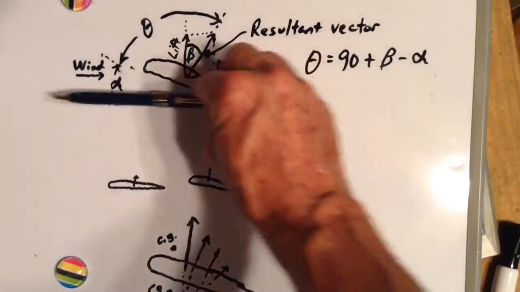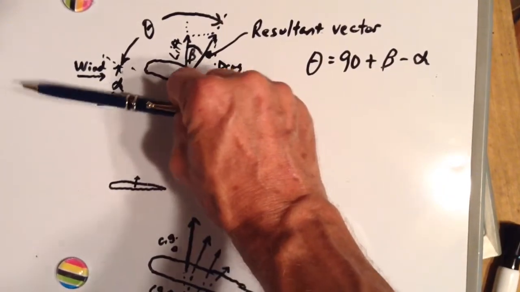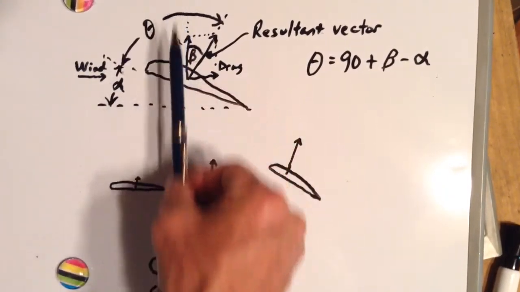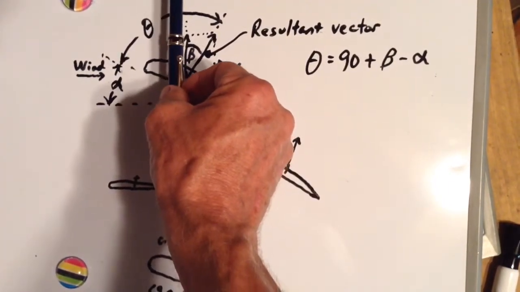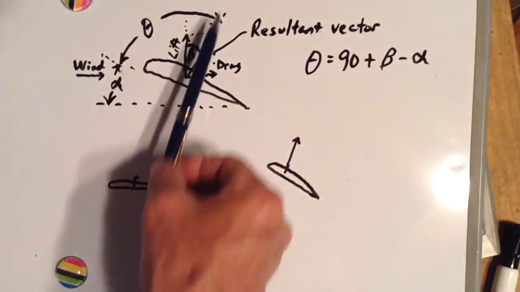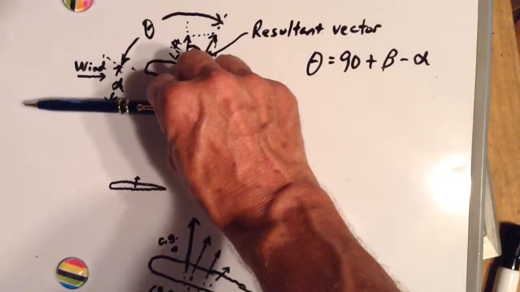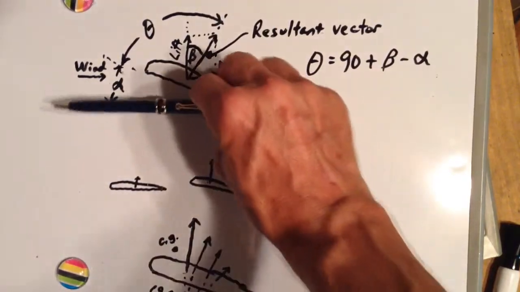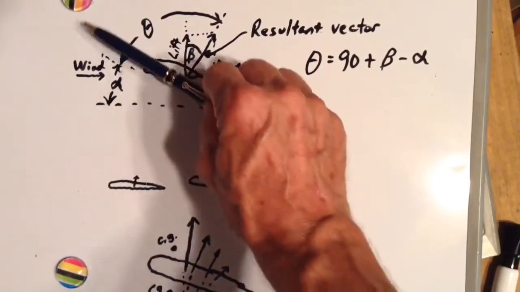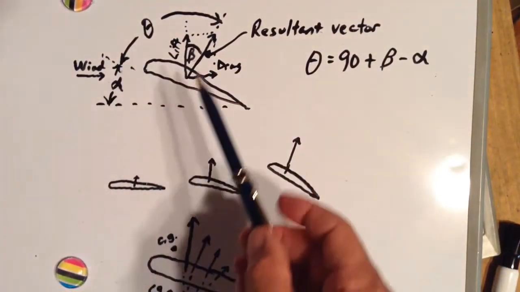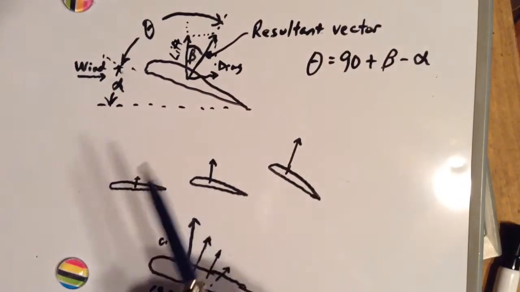As you can see, this is the direction of the relative wind coming from here. From here to straight up, where the lift vector goes, is 90 degrees. From straight up over to the resultant vector, we'll call it beta. So the whole angle from there to there minus this angle will give us this angle theta. And that's what we're interested in, so we can keep that center of gravity forward of the resultant vector.